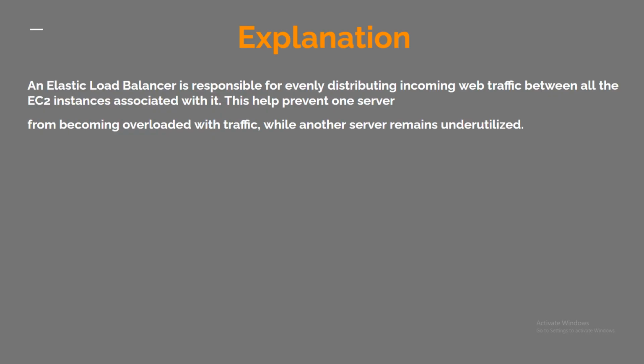Explanation: An elastic load balancer is responsible for evenly distributing incoming web traffic between all the EC2 instances associated with it. This helps prevent one server from becoming overloaded with traffic, while another server remains underutilized.